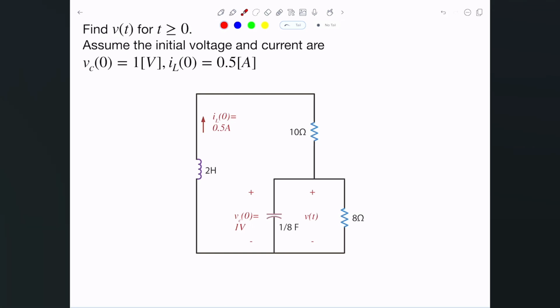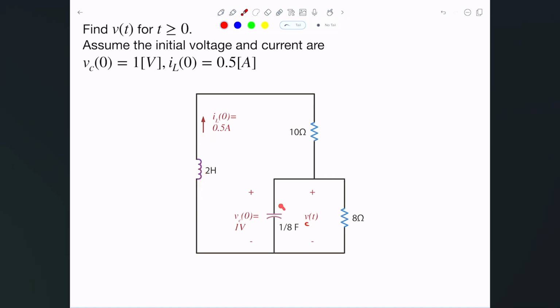In this example, we're being given a circuit that contains a few elements. For example, it contains a resistor in here, a resistor in here, and a capacitor and an inductor in here. And we're being asked to compute what the voltage across that capacitor is, V of t, which I can also call Vc of t. We're also being given that there's an initial current flowing through this inductor in this particular direction, and that's exactly 0.5 amp.